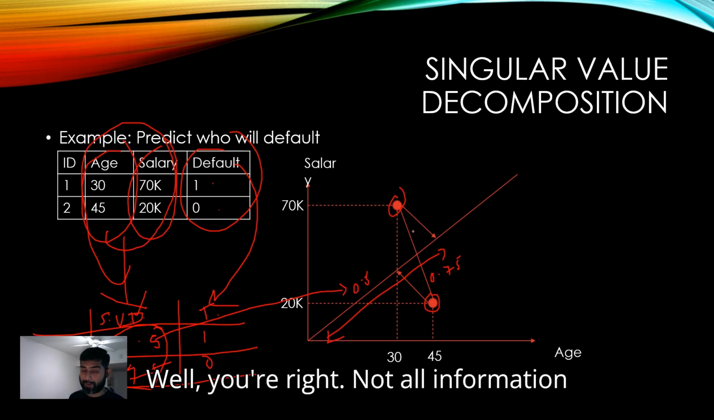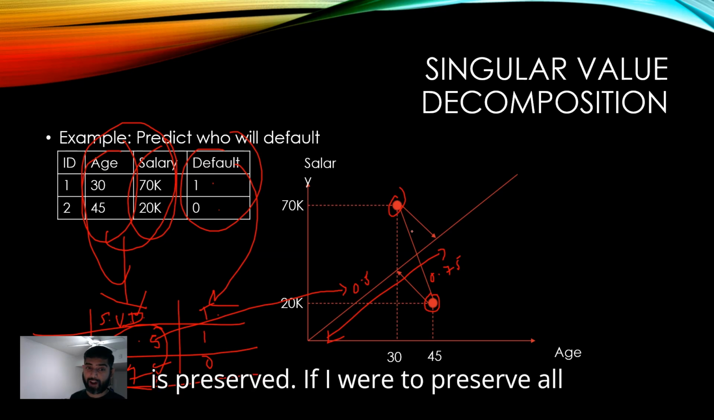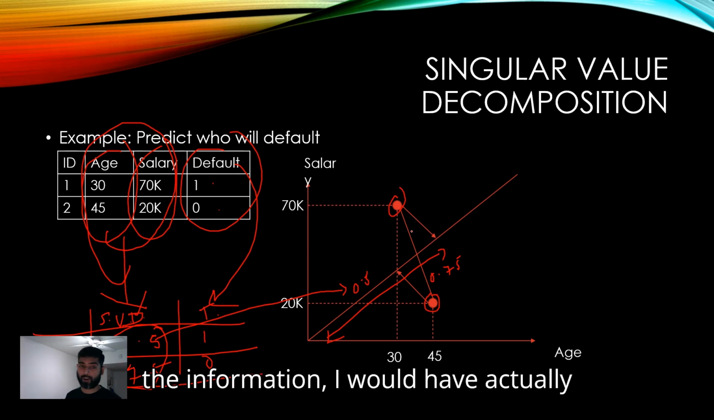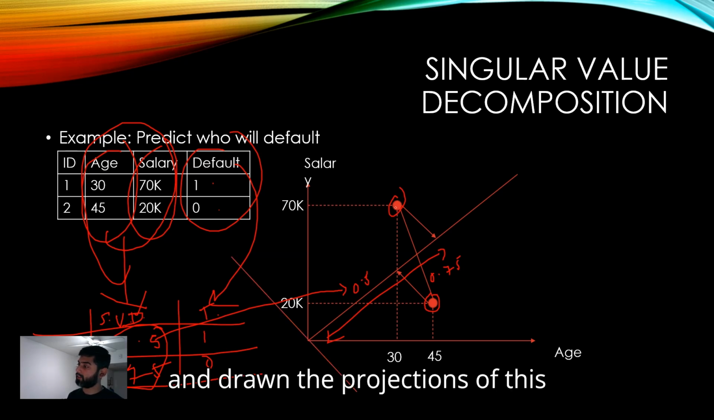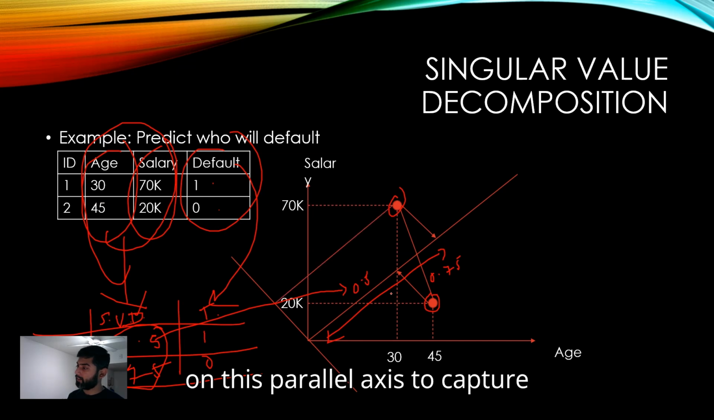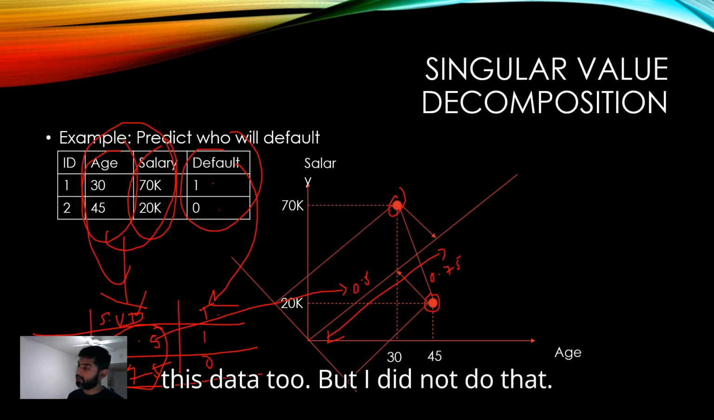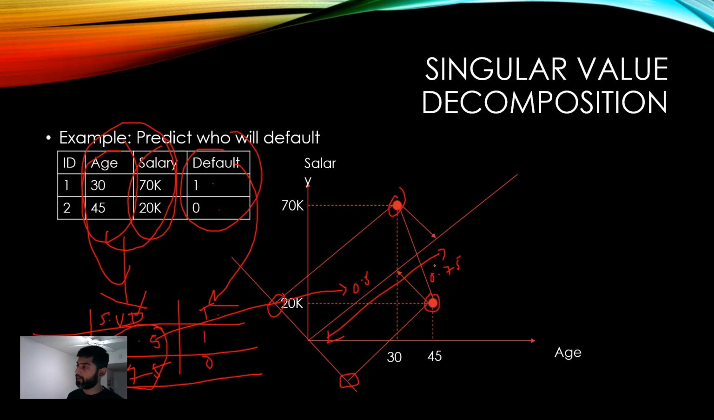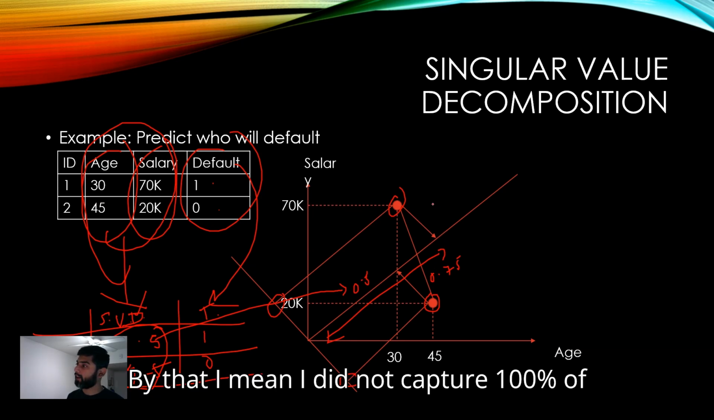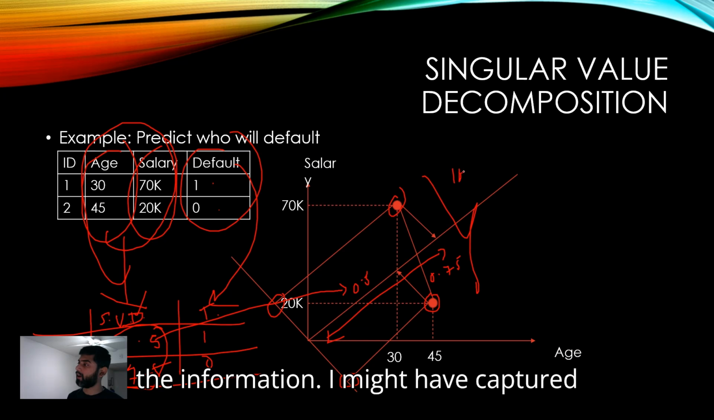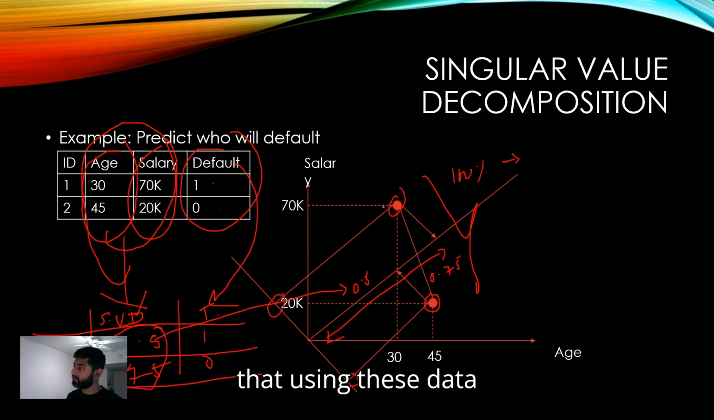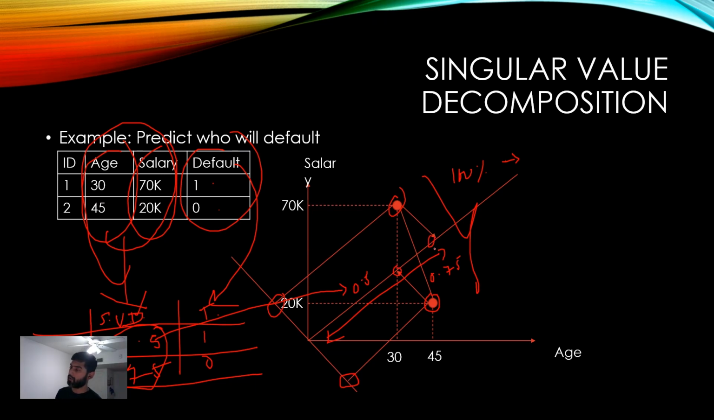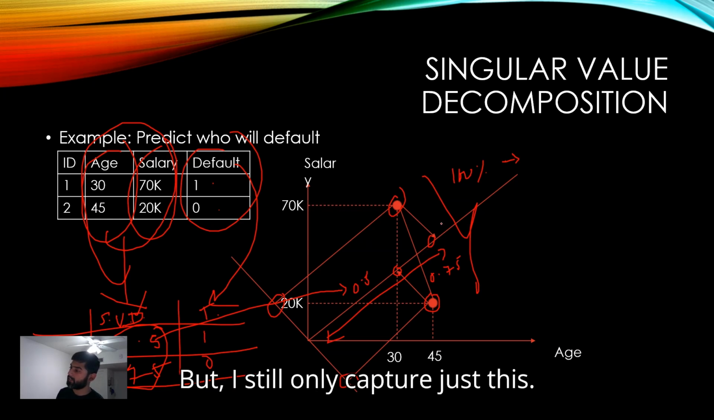Well, you are right. Not all information is preserved. If I were to preserve all the information, I would have drawn another axis like this one and drawn the projections of this on this parallel axis to capture this data too. But I did not do that. By that I mean I did not capture 100% of the information. I might have captured like 90% though. You could still get that using these data points. But I still only captured just this.